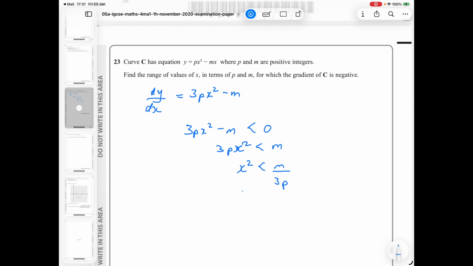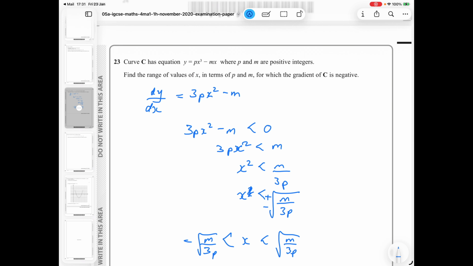And then square rooting. So that means that x squared is less than m over 3p, square rooted, but that's plus and minus. So therefore, x is going to be less than the positive square root of m over 3p, and it can be greater than the negative square root of m over 3p. And that is how you do that. Right.